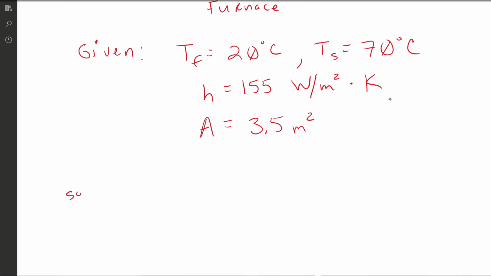All right, all this information will be given in the word problem. So here's the solution. The solution is to go ahead and use the formula, Newton's law of cooling, and this is going to be h times A times T sub F minus T sub S.